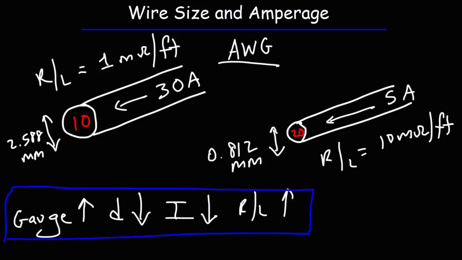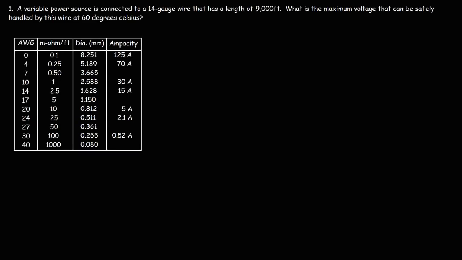the resistance increases. So here we have a table that lists the wire gauge, the resistance per unit length, the diameter size, and the ampacity, or the maximum current that the wire can handle at 60 degrees Celsius. Now the first thing that we can focus on is the relationship between the wire gauge and the resistance. As was mentioned before, as the number increases, the resistance per unit length increases.